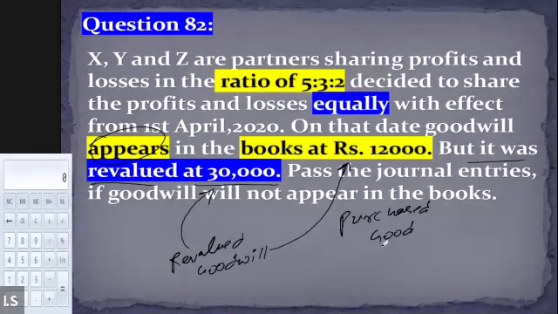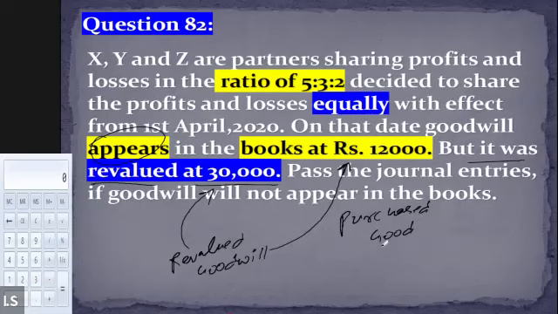Self-generated goodwill needs to be adjusted among the partners considering their gaining and sacrificing share. All right, so I guess the question is clear to all of you, right? Will you be able to solve this question? If I allow you 5-6 minutes, will you be able to solve it?